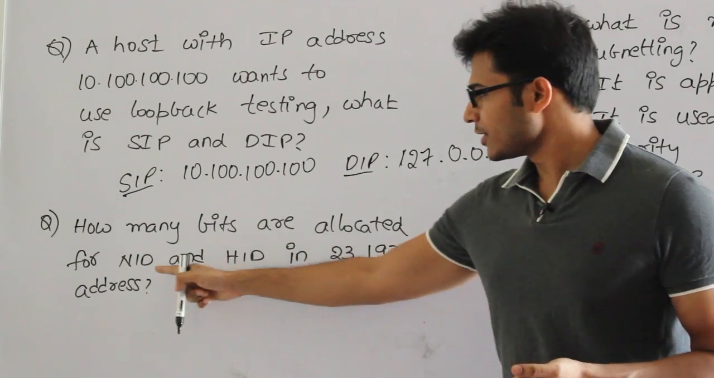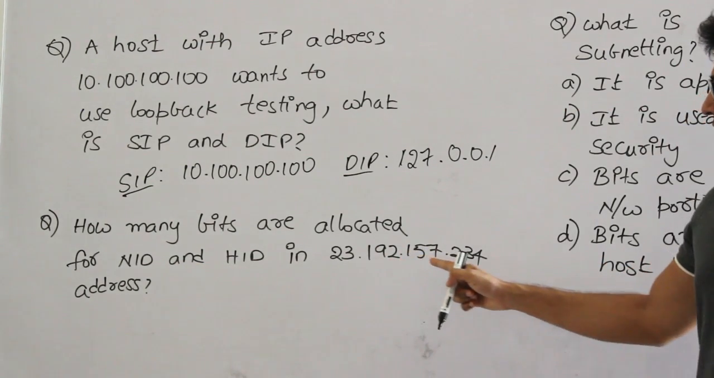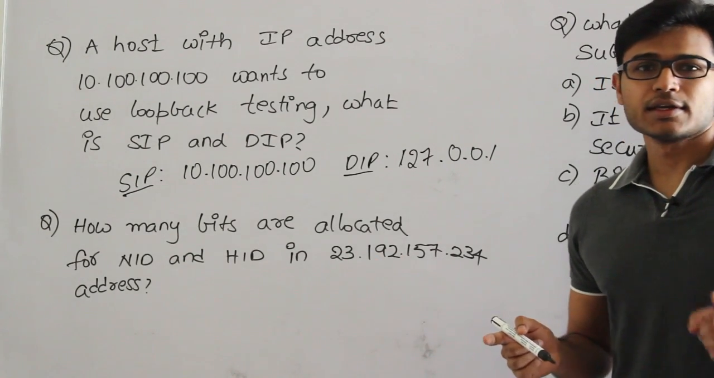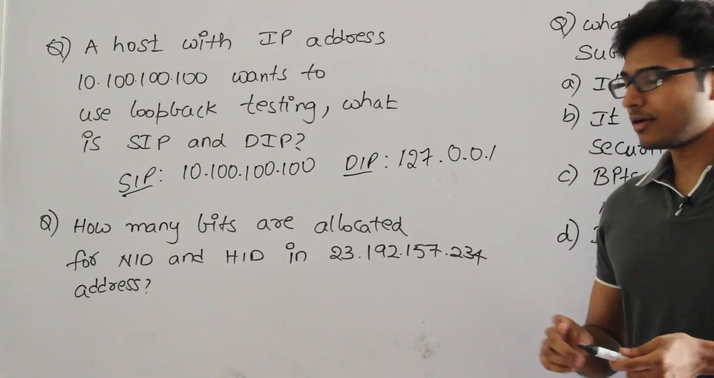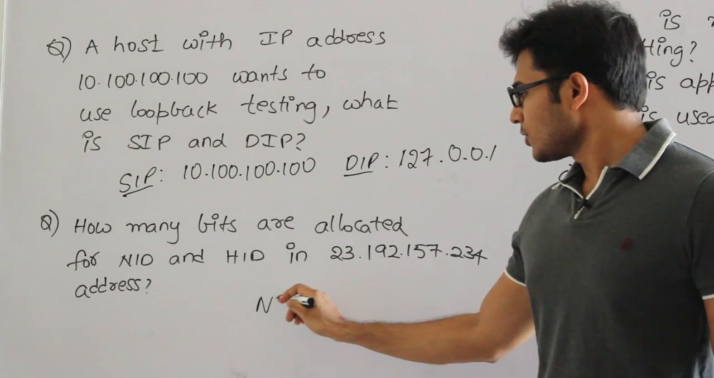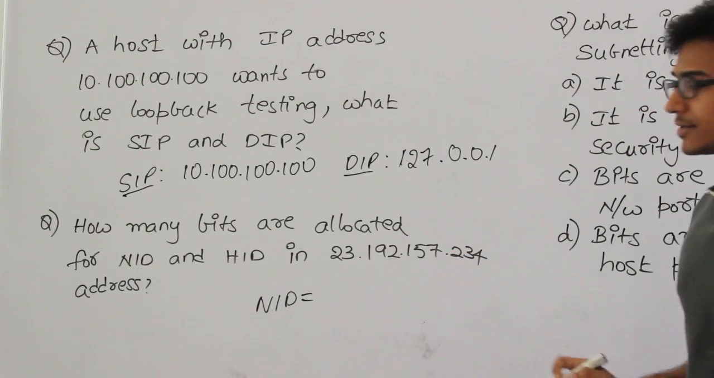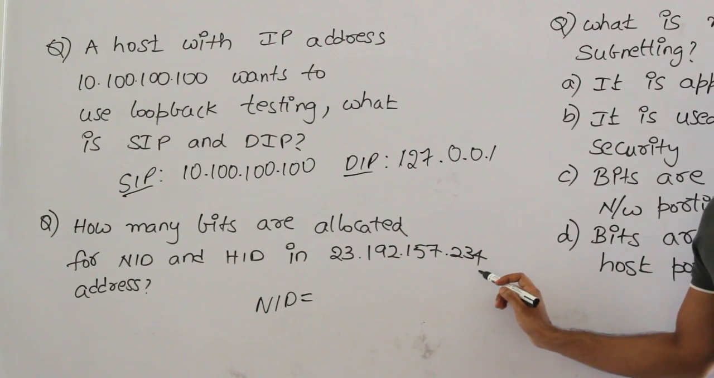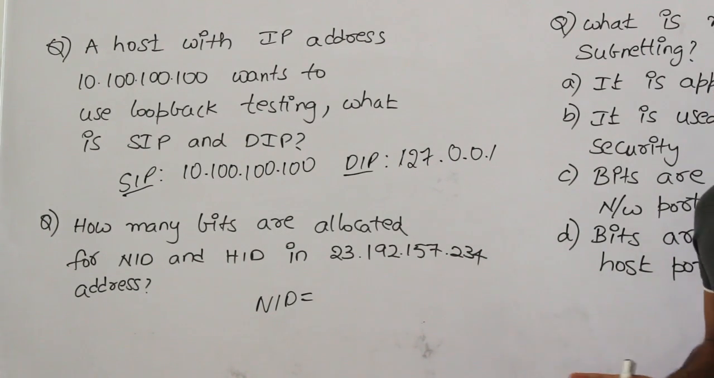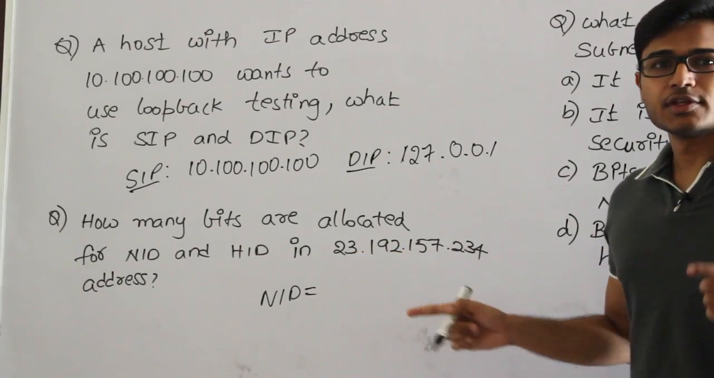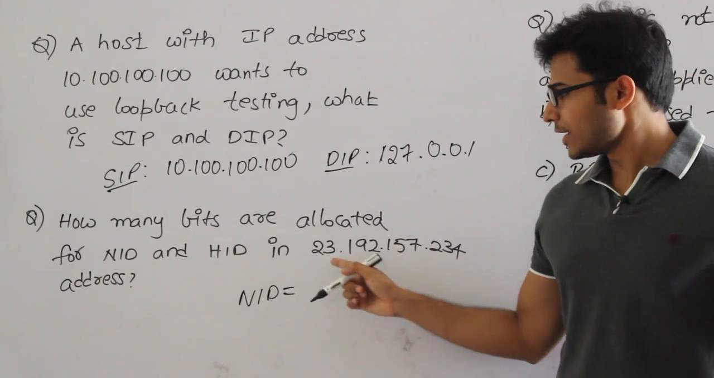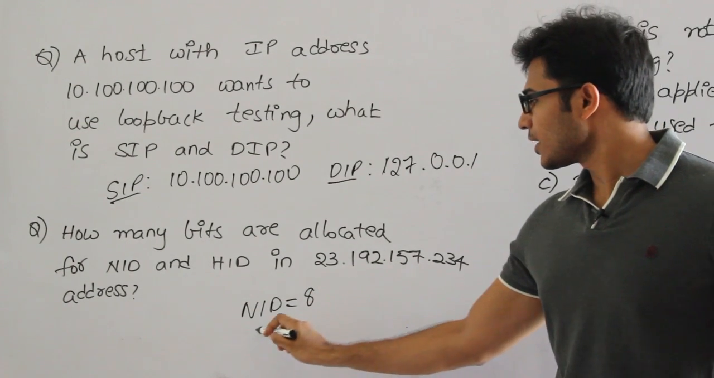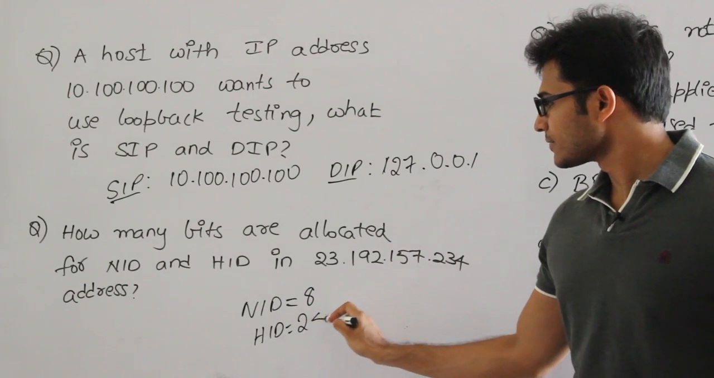How many bits are allocated for network ID and host ID in 23.192.157.234? Now what is 23? It is clearly class A, and class A has 8 bits of network ID. One more thing, whether it is classful or classless depends on the slash number. If a slash number is given, it is classless, and whatever slash is given is the network ID. But since the slash number is not given, assume that it is classful. So in classful, 23 is nothing but class A. Therefore the network ID is 8 bits and the host ID is 24 bits.